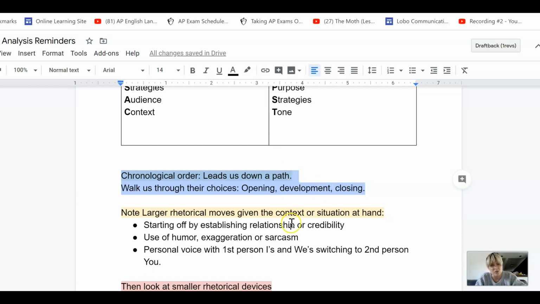So that's how I recommend organizing it, is just literally walking us through the choices that they make, kind of like down the path of their letter or their speech. You want to note their larger rhetorical moves as you go. So as you're reading, being like, oh, now they're just flattering them, right? Or now they're starting off by establishing their credibility. And, you know, now they're going to use some humor, or they're switching gears into second person. They were using first person, now they're switching gears.